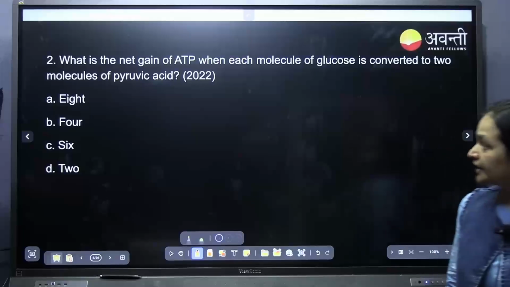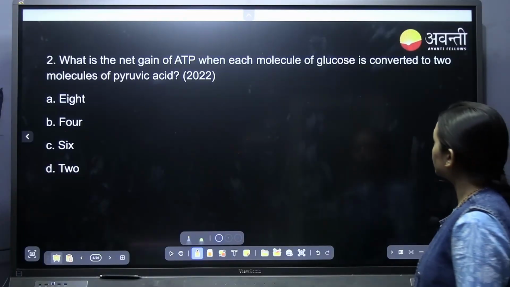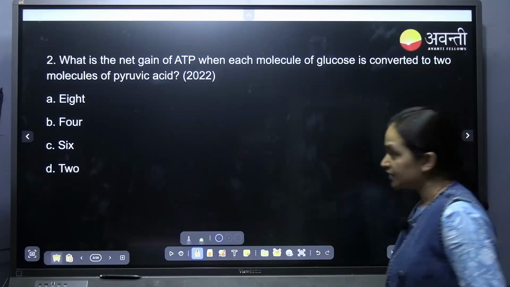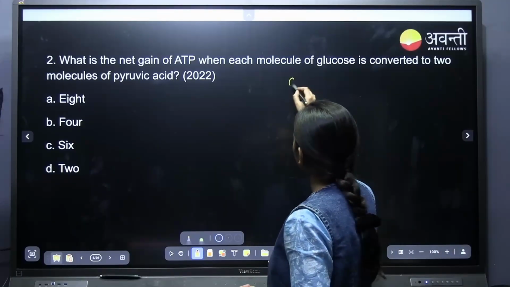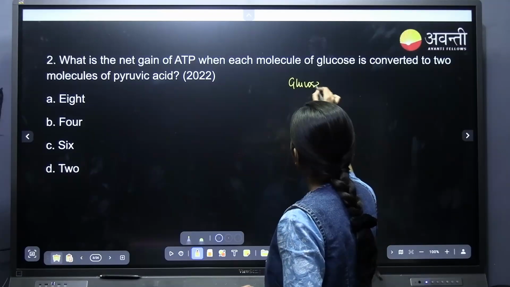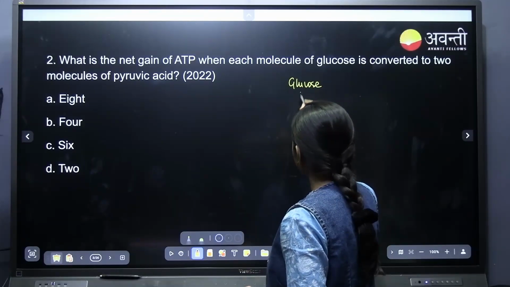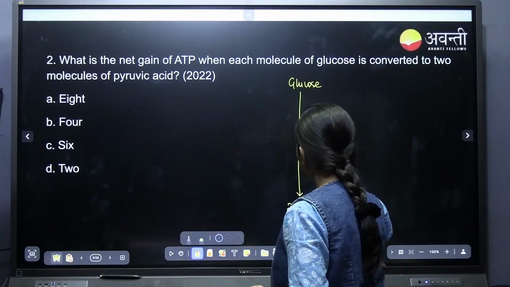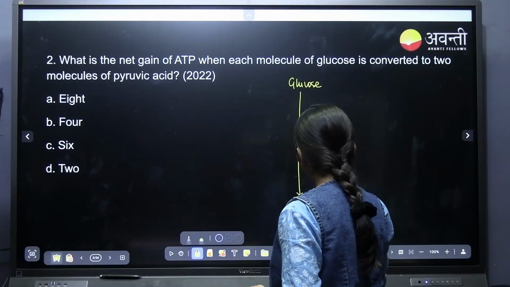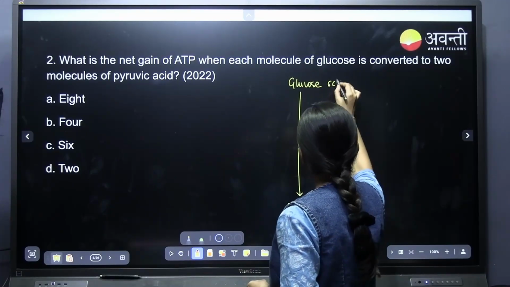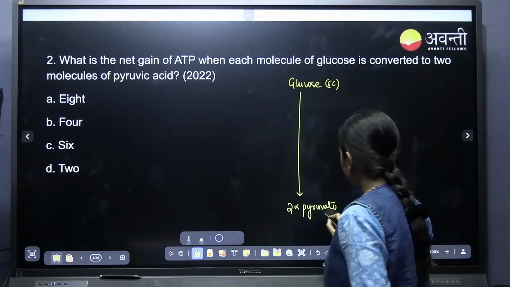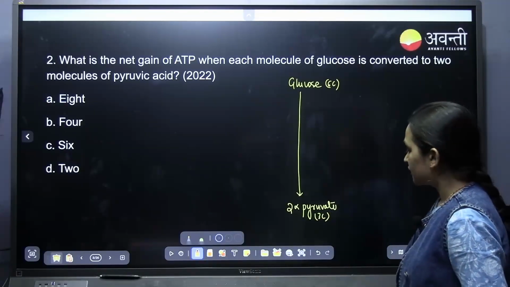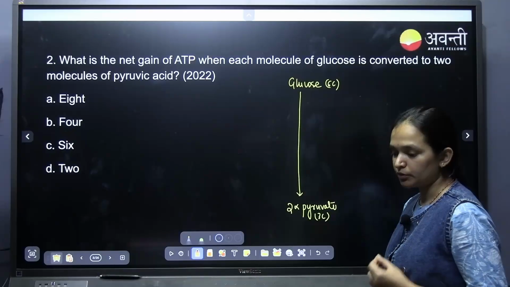So what is the net gain of ATP when each molecule of glucose is converted to 2 molecules of pyruvic acid? Each molecule of glucose enters into glycolysis, the end product is 2 molecules of pyruvate. Glucose is 6 carbon molecule, the pyruvate is 3 carbon molecule. So 2 molecules of pyruvate, 3 carbon compound will be formed.